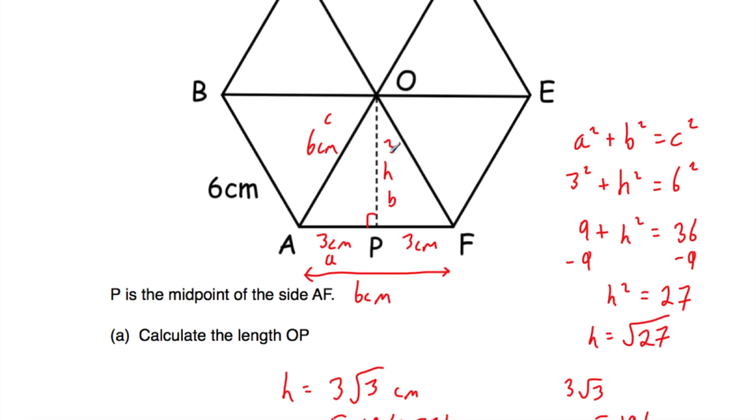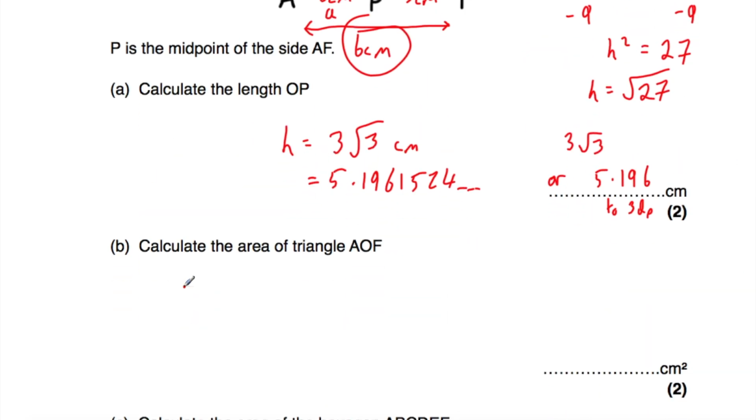I'm going to write 3 root 3 because that's exact, it's not rounded, so it's 3 root 3 centimeters. So we've got this triangle AOF, and if we want to find its area, we're going to do half the base times the height, and that'll give us the area. So let's do that. So the area is equal to half the base times the height. So it's going to be half the base, which was 6 centimeters, times the height, which was 3 root 3 centimeters.